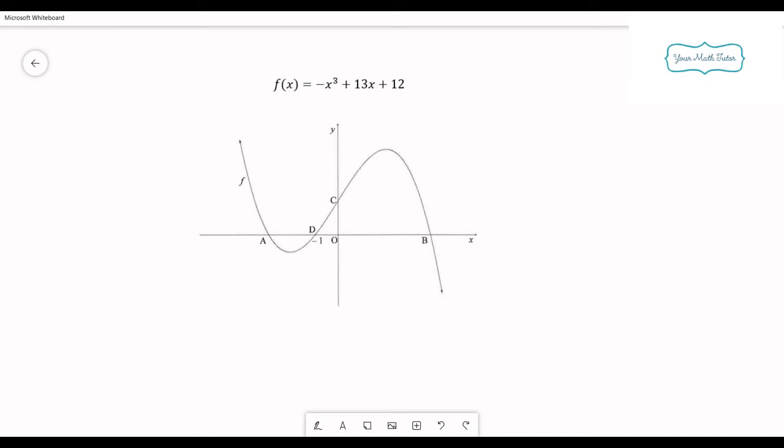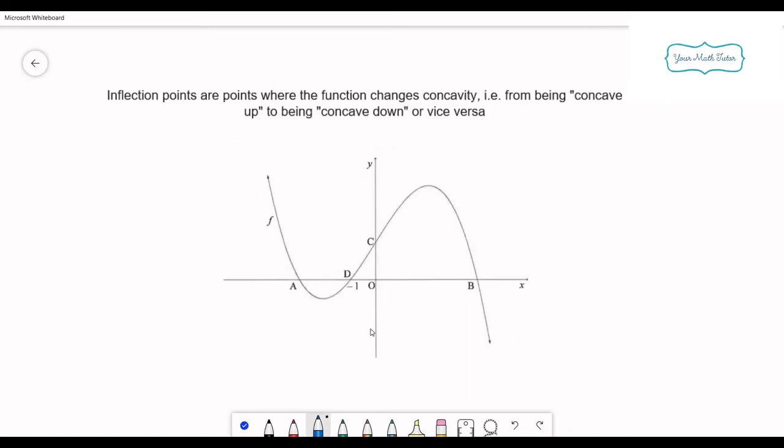So firstly, what is an inflection point? By definition, the inflection points are the points where the function changes concavity from being concave up to being concave down, or vice versa. So that means the point where the graph changes. At this point, the graph is concave up, and at this point, the graph is concave down. So what we are trying to establish is when does this transition from up to down happen?